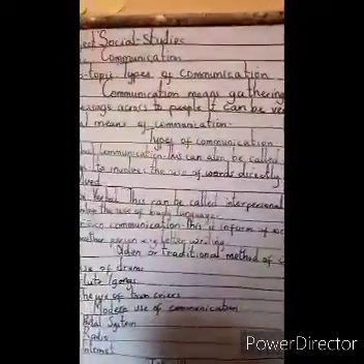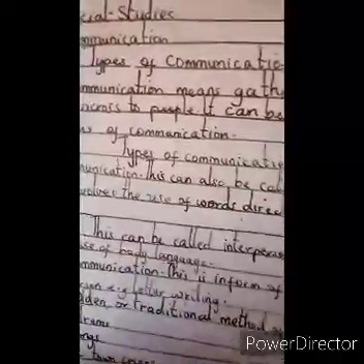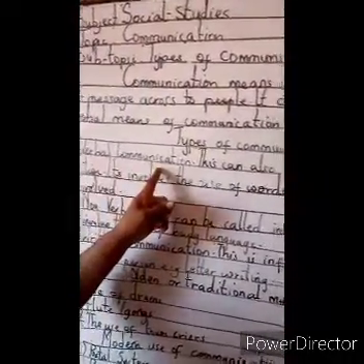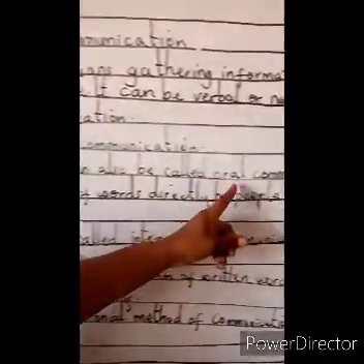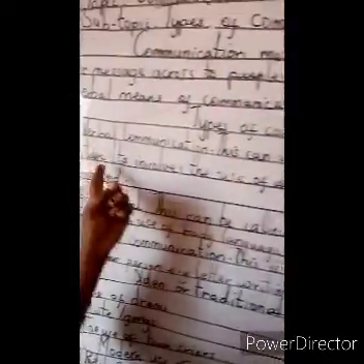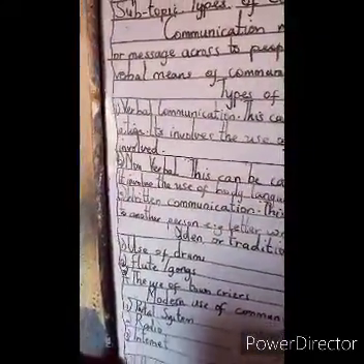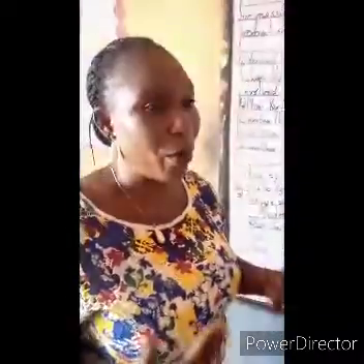Now let's look at types of communication. We have verbal communication, which can also be called oral communication. It involves the use of words directly by the people involved, just like what I'm doing now. I'm having a verbal communication with you.